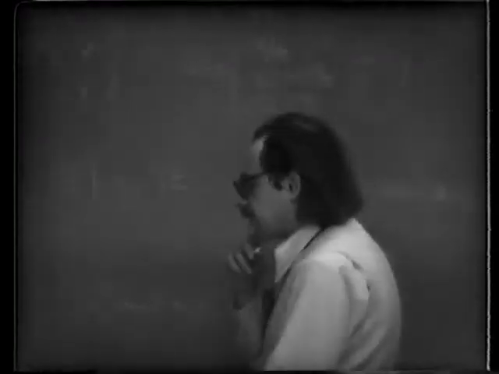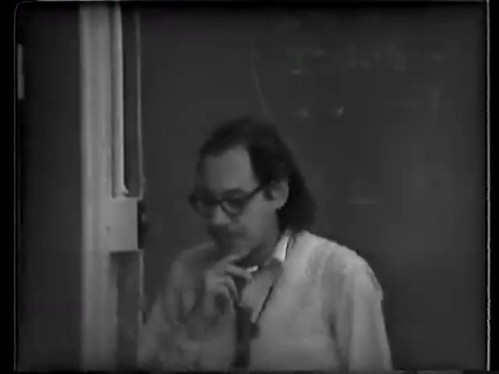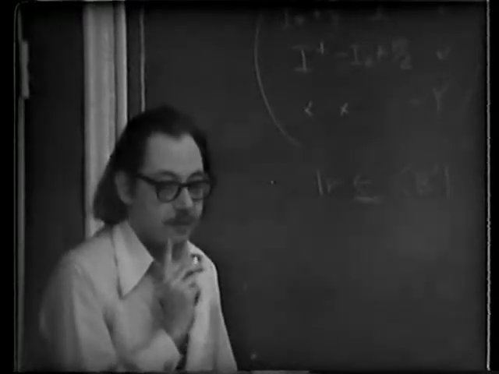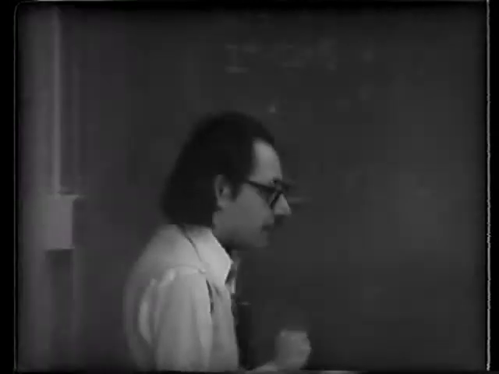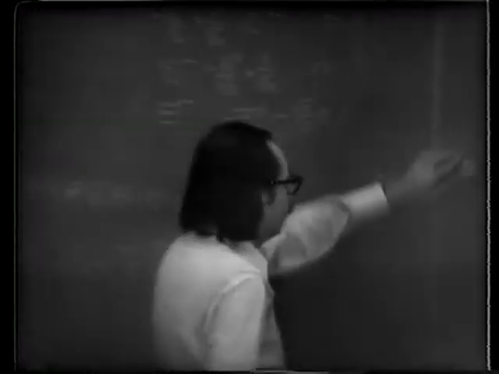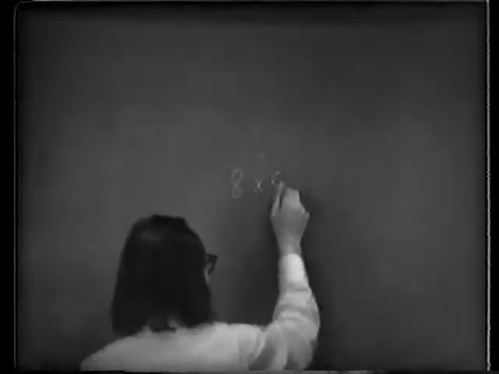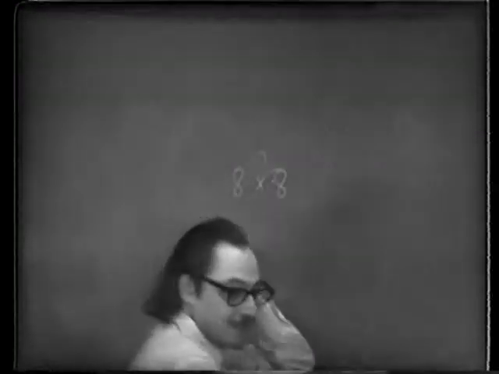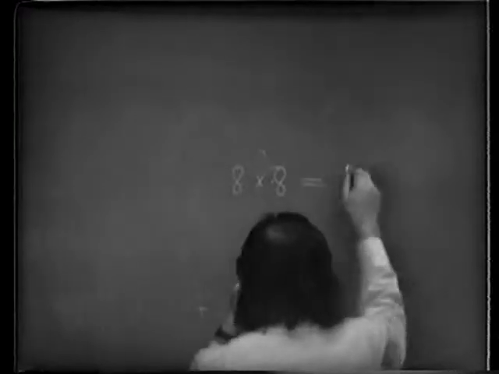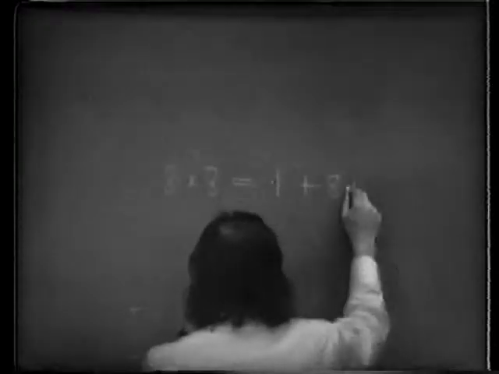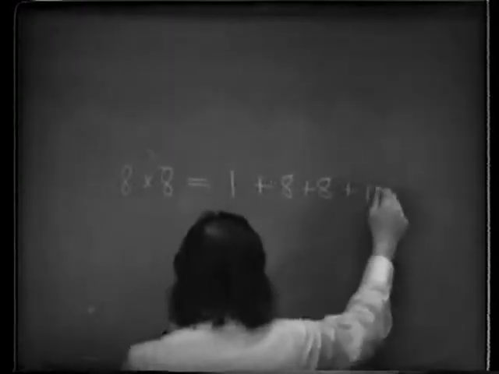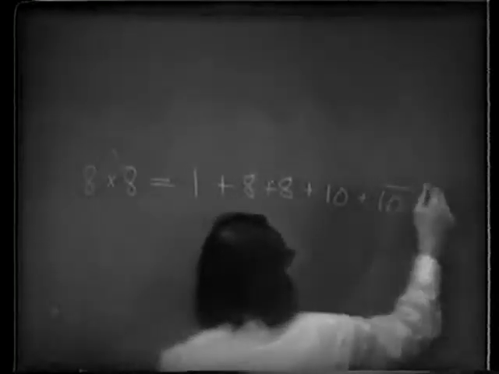Second-order electromagnetic effect, as I demonstrated during my SU2 lecture, transforms like the product of two currents, as far as its internal symmetry properties have to go. So we have to consider the product of two currents. That is to say, 8 times 8, the two currents, since they're both members of an octet. Plus 1, plus 8, plus 8, plus 10, plus 10 bar, plus 27.